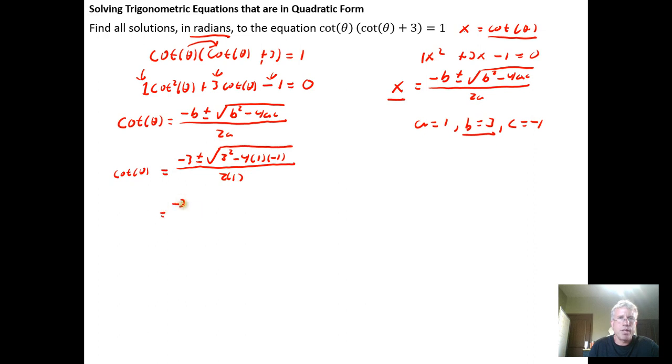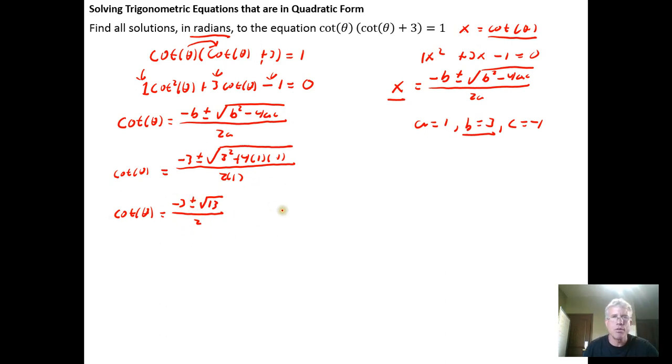We get negative 3 plus or minus the square root of 3 squared. We have a minus and a minus, which gives us a plus. So we get 9 plus 4 times 1 times 1, which is 4. 9 plus 4 is 13. So we'll get negative 3 plus or minus the square root of 13 all over 2. And this is what the cotangent of theta needs to equal. If this were an x equals, we would be done. But this actually gives us two separate equations that need to be solved now.